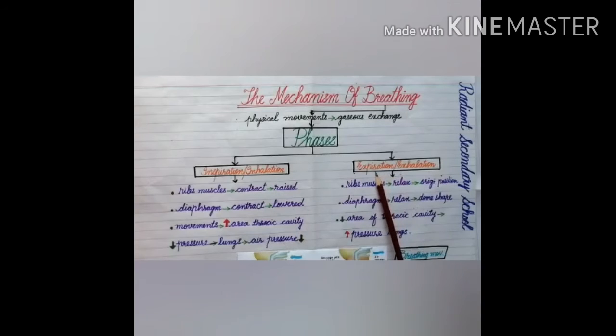The second is expiration or exhalation. After the gaseous exchange in the lungs, the impure air is expelled out on exhalation. In this step, the rib muscles relax and come back to their original position. And the diaphragm also relaxes and gets its dome shape. So these movements reduce the area of the thoracic cavity and also increase the pressure on the lungs. And in this step, the lungs contract and the air is expelled out from the lungs.